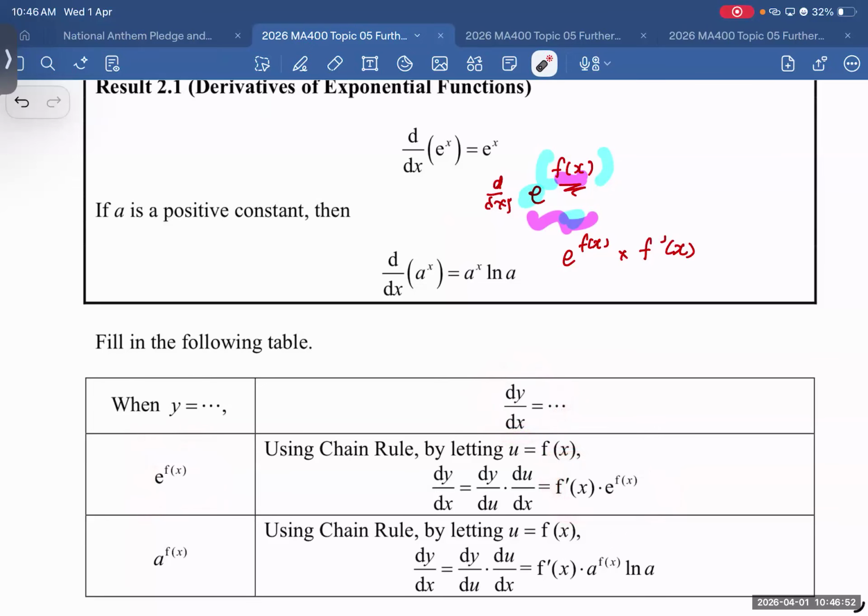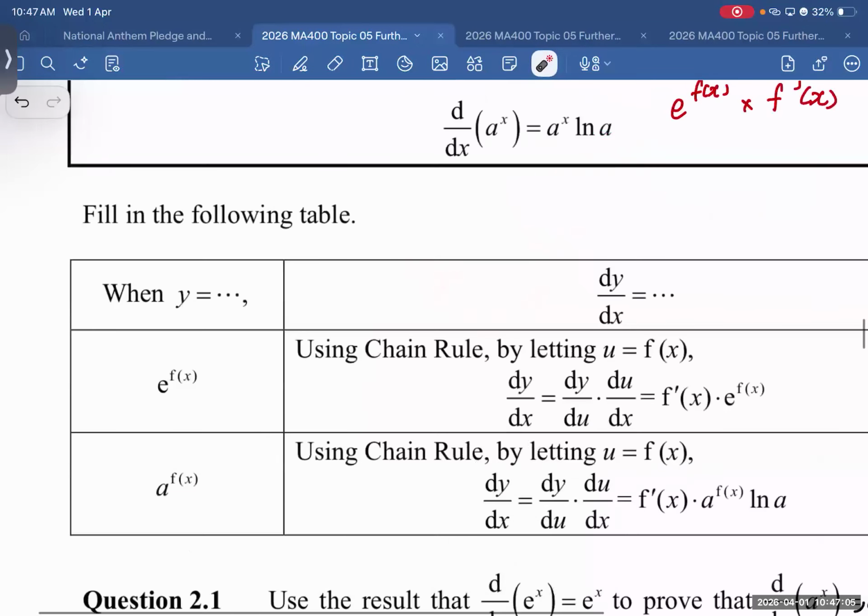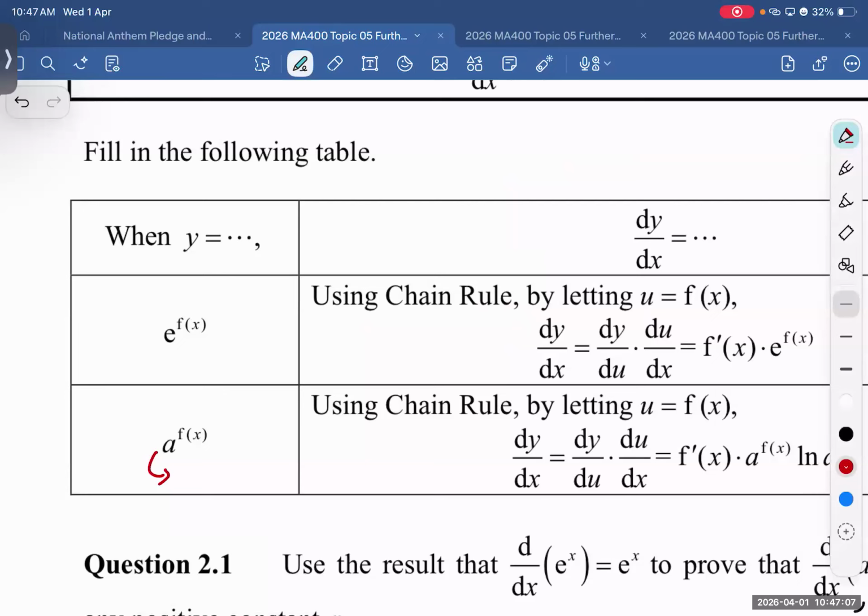Differentiating a power x will give you a power x log a. Later on you will get to prove this. I'll show you why later on. But similarly, if you have a power f(x), listen. You must listen.